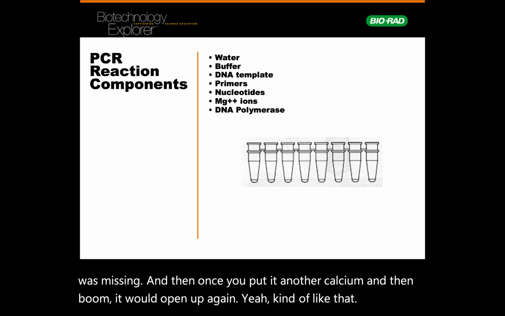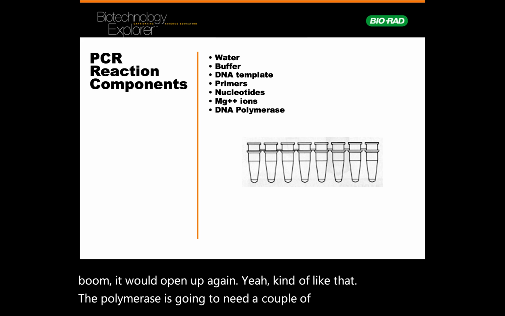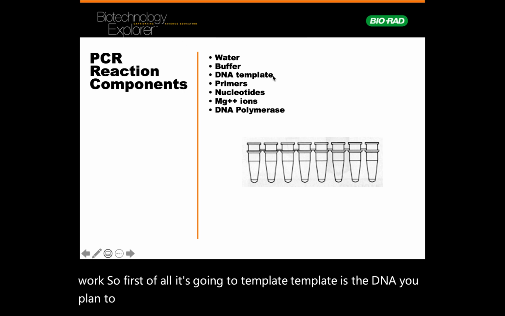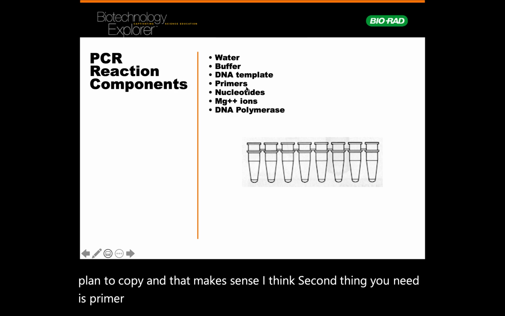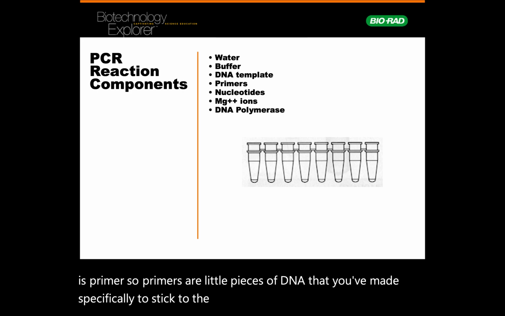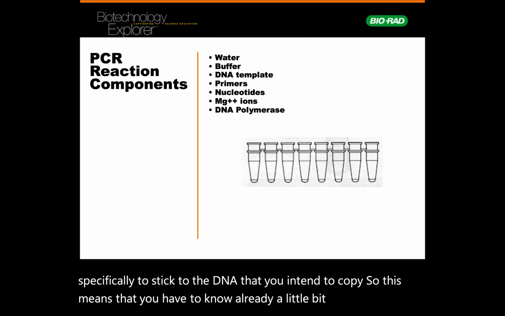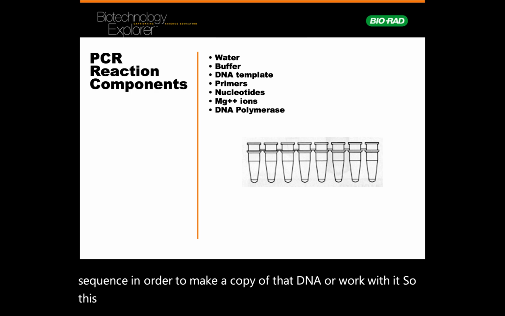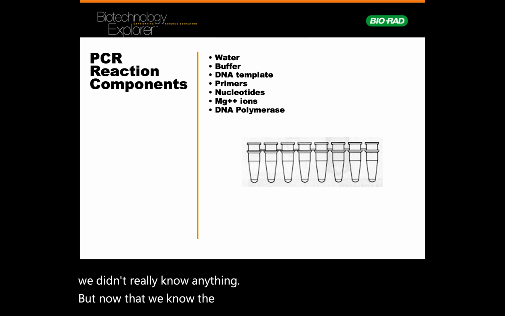The polymerase is going to need a couple of things in order to work. So first of all, it's going to need a template. Template is the DNA you plan to copy, and that makes sense, I think. Second thing you need is primers. So primers are little pieces of DNA that you've made specifically to stick to the DNA that you intend to copy. So this means that you have to know already a little bit of the DNA sequence in order to make a copy of that DNA or work with it. So this was a technique that was hard to do at the beginning when we didn't really know anything, but now that we know the DNA sequence of all kinds of creatures, it's actually fairly easy.